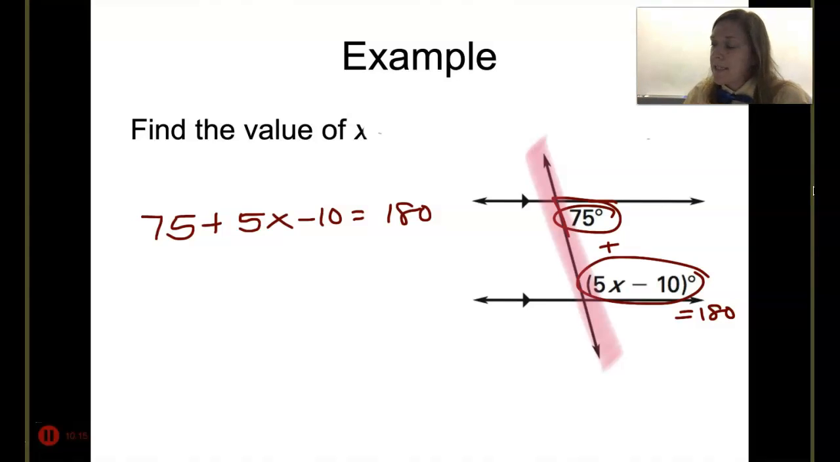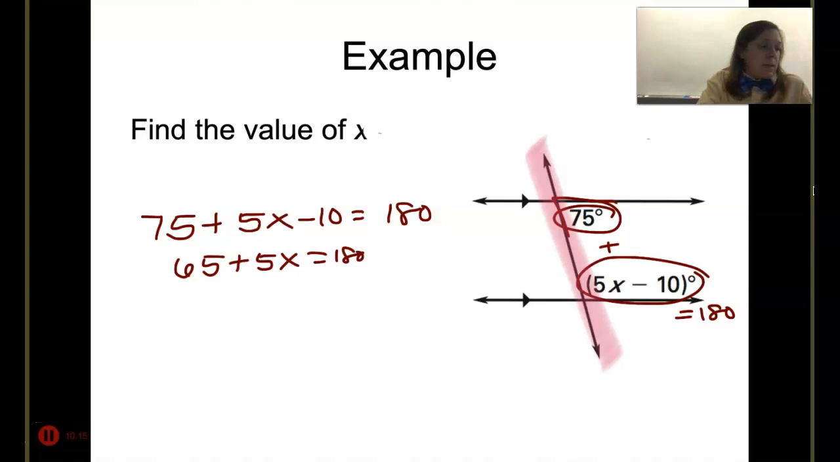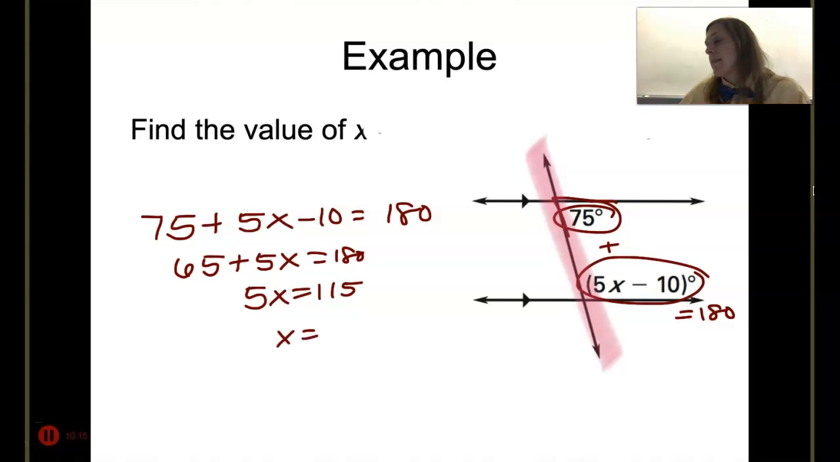Let's simplify. 75 minus 10 is 65, plus 5x equals 180. Using the subtraction property, minus 65, gets me 115. Division property, dividing by 5, gets us x is equal to 23. And I am done.